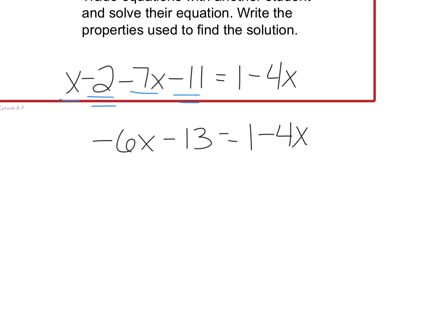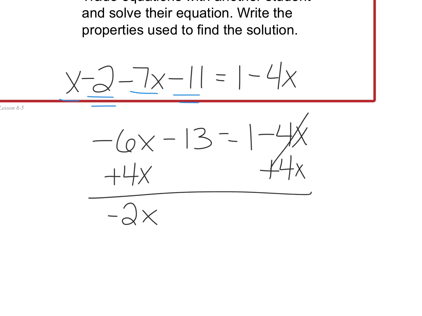What do I want to do? Combine them on the same side. Which one do we want to move? 4x. All right, how do I move that 4x over? I heard subtract and add. Which one? I need to add 4x to both sides. So I have negative 2x minus 13 equals, what's left on the other side? 1.